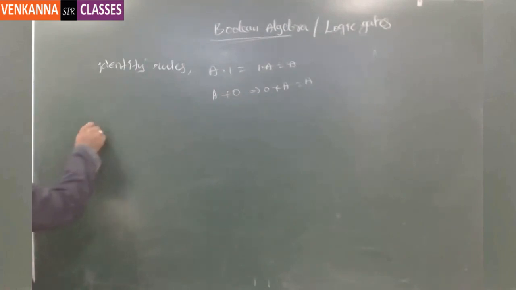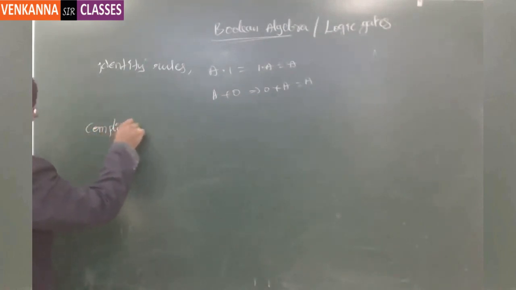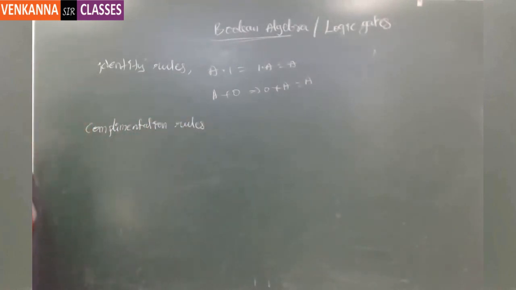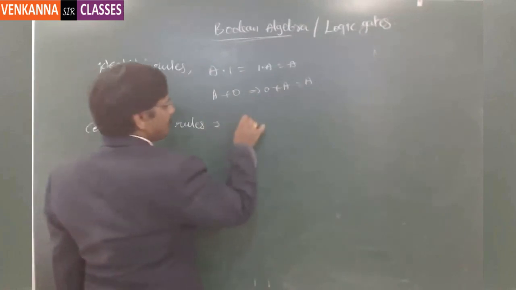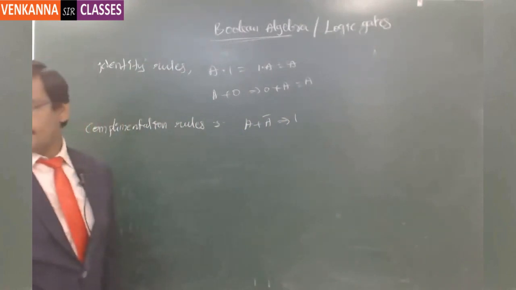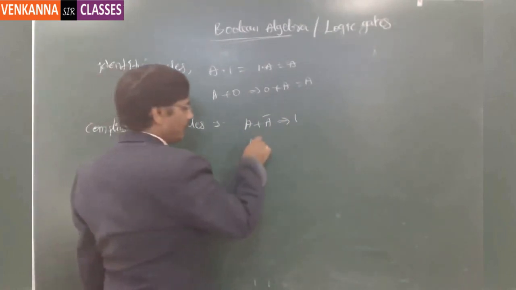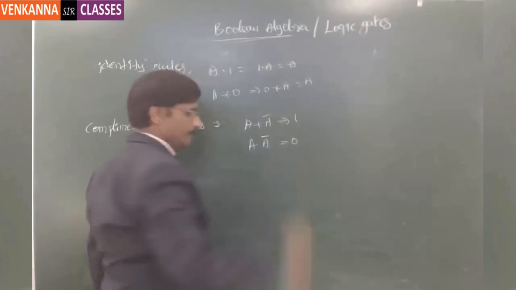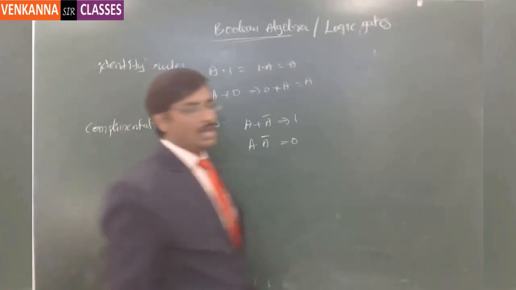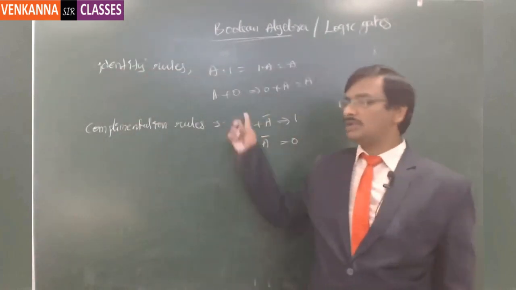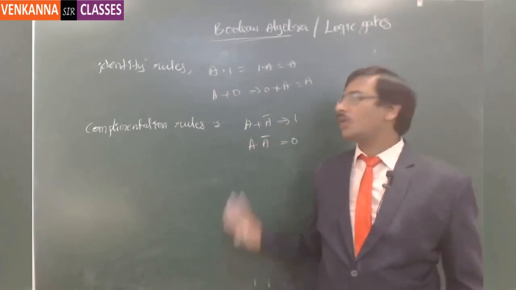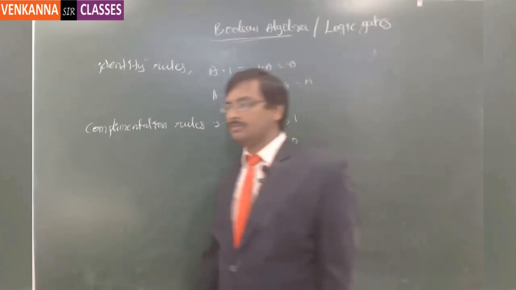And complementation rule. So these complementation rules are pretty straightforward. A plus a bar always leads to 1. This is always 1. And a dot a bar is always 0. So these are the basic rules. Along with the basic understanding or the definitions of Boolean algebra, with these laws we have discussed, we should be able to solve all kinds of complex Boolean expressions. Got it?